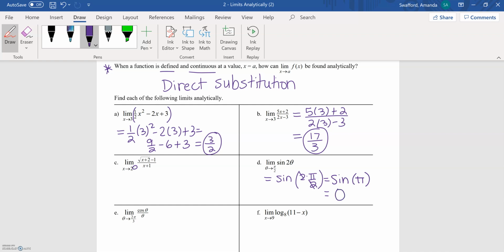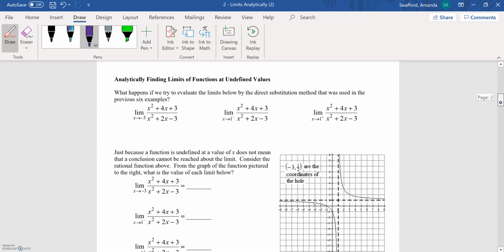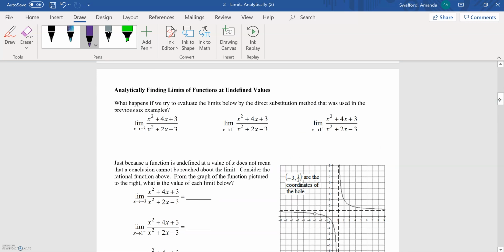And so we're just going to continue doing this for all of these problems. I'm not going to work through all of them, but you're going to basically replace your variable with whatever you're approaching and then simplify. So plug it straight into your function, and then simplify. So again, on E, you'll have to use the unit circle. And then for part F, you're going to need to know a little bit about logs. Okay, so direct substitution, that's our process. But what happens if we directly substitute and we have some issues, and things don't work out necessarily the way we would like to?